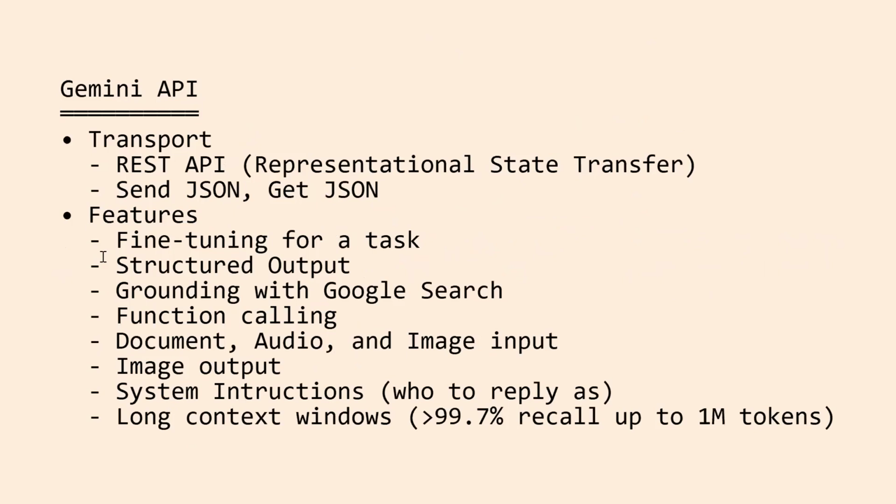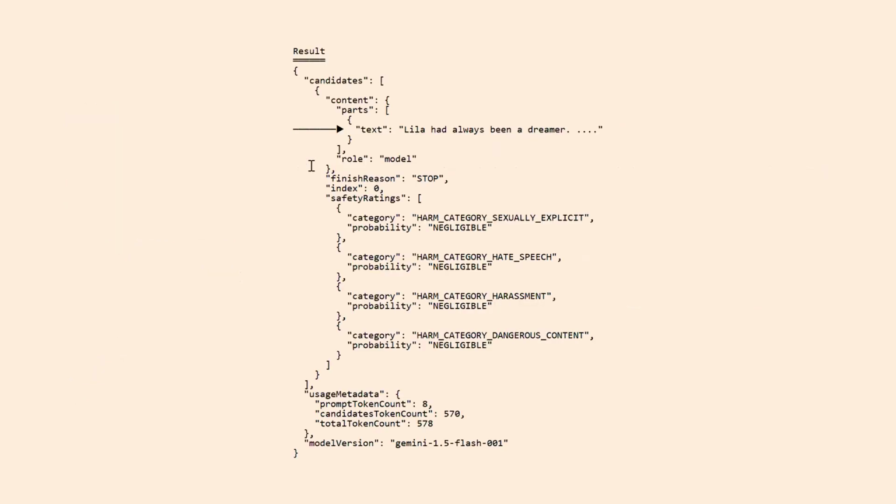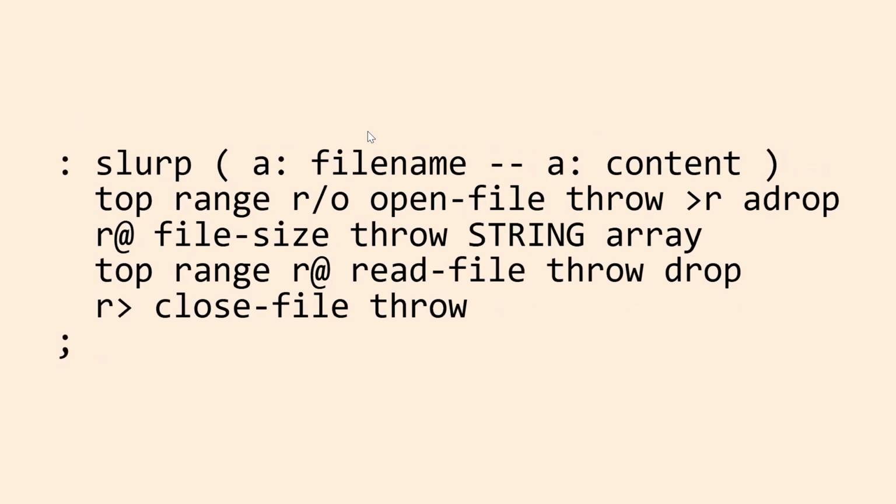So now the Gemini API, really quick, is a REST API. You send it JSON, you get back JSON, and there's all sorts of features that we don't have time to talk about here, but basically you can ask it for all sorts of things. You post a piece of JSON telling it something like "write a story about a magic backpack" to a given URL, and then it gives you back a big chunk of JSON that you have to pull the result out of. There's a bunch of features like parts we're not going to talk about.